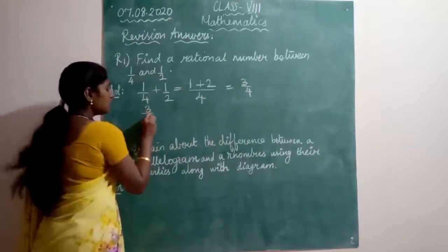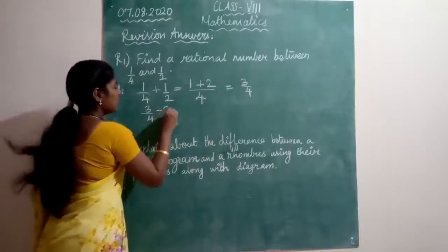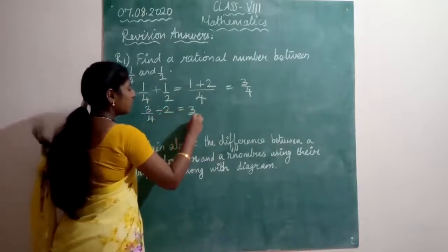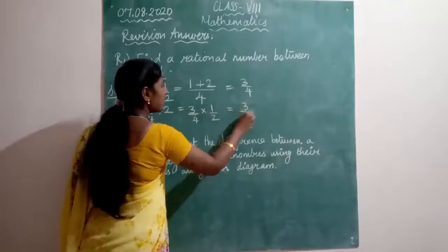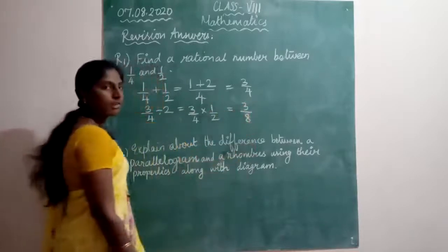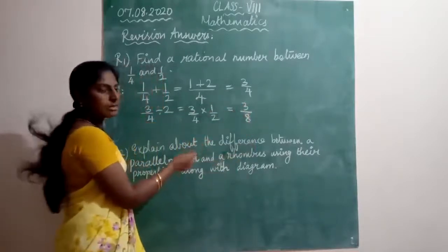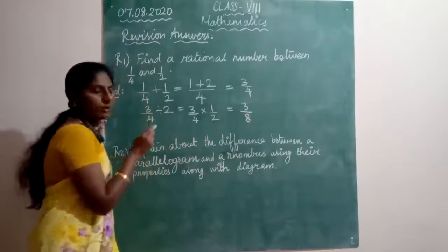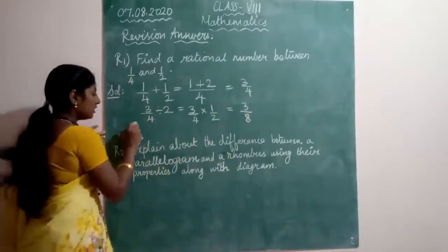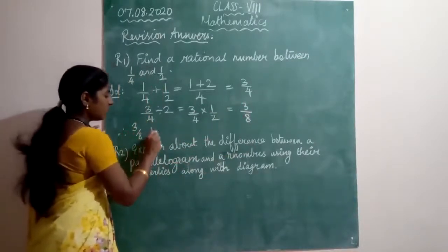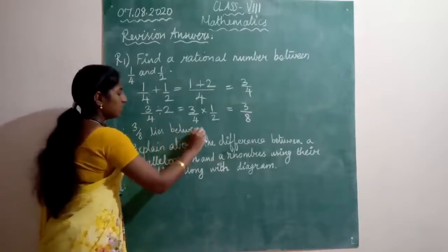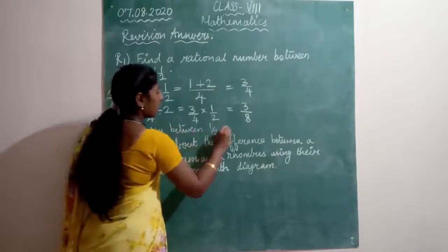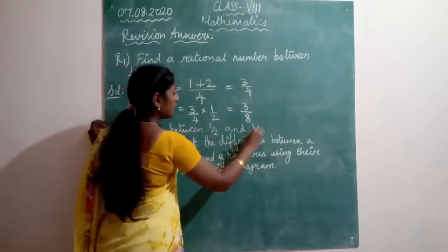So that is 3 by 4 divided by 2, and that is nothing but 3 by 4 into 1 by 2. We take the reciprocal, so that is 3 by 8. Fine. So 3 by 8 lies between 1 by 4 and 1 by 2. You will write, therefore, 3 by 8 lies between 1 by 2 and 1 by 4.